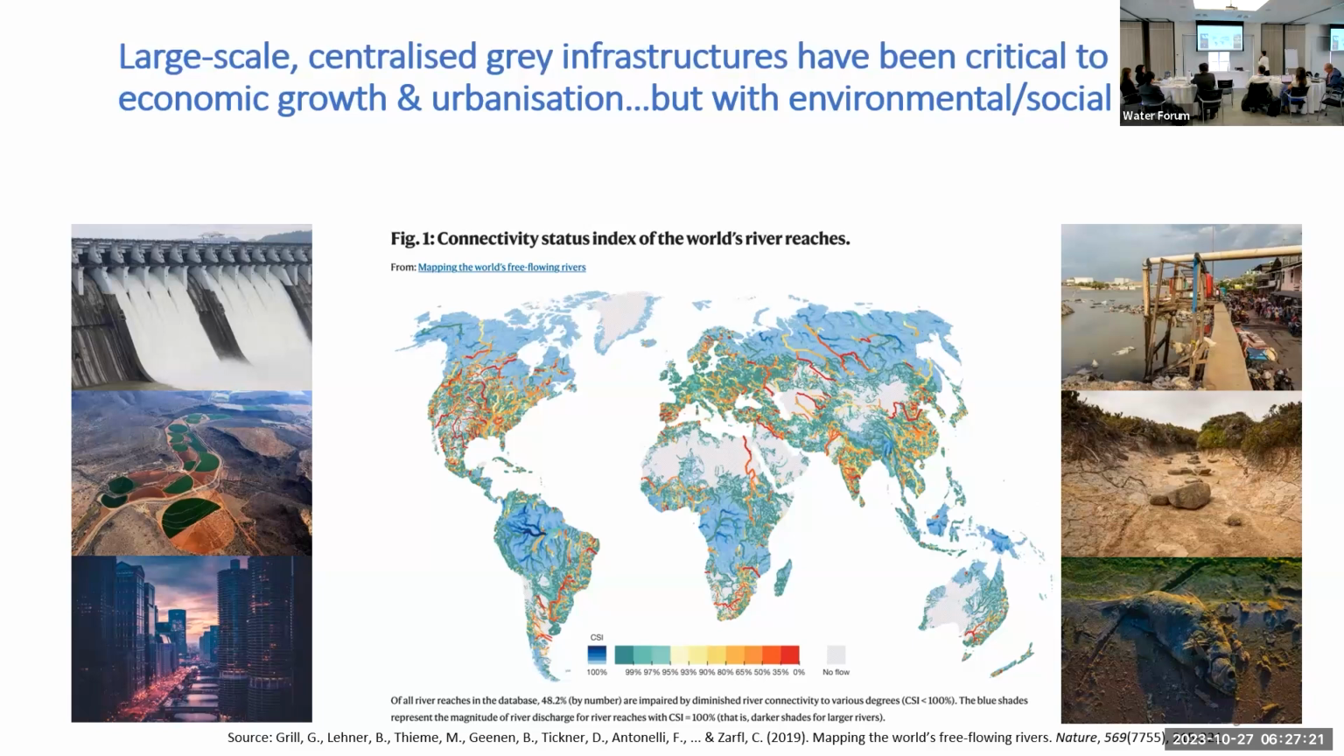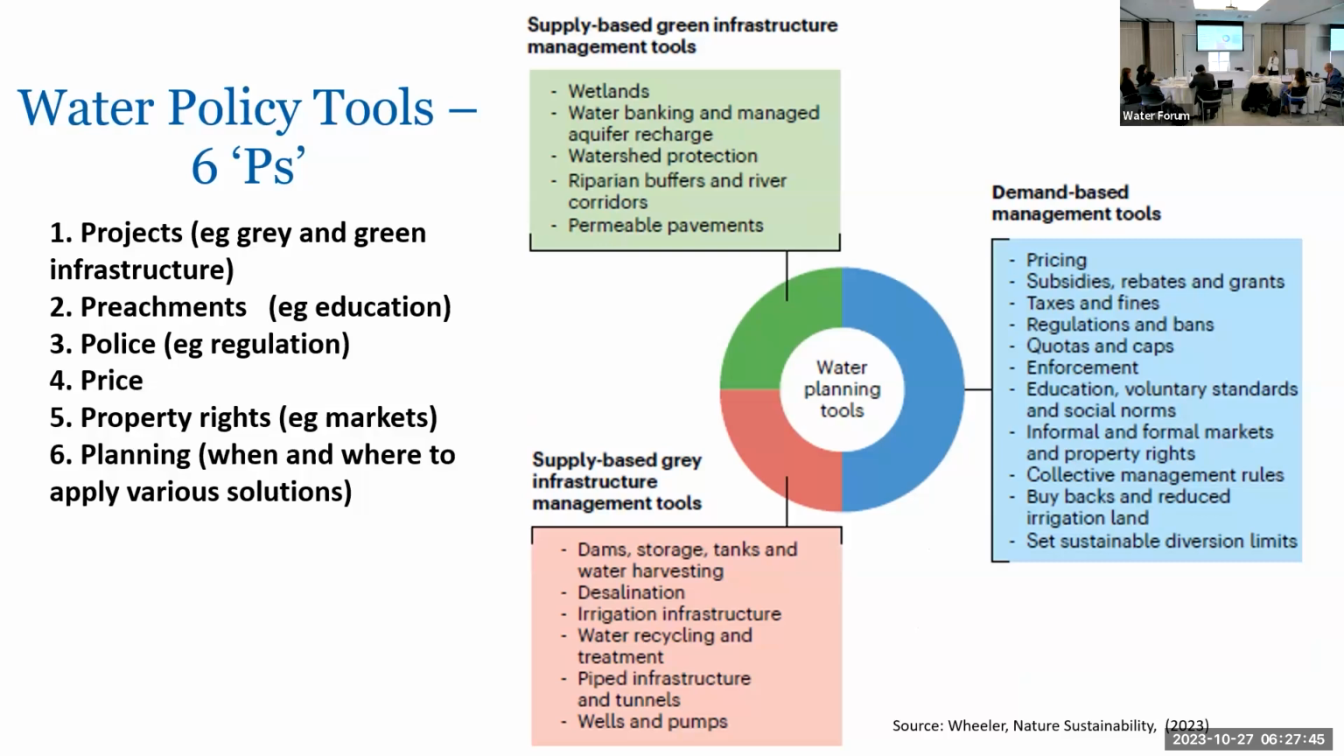In terms of addressing how we deal with water security and water pollution problems, supply side management and large scale centralized grey infrastructure have been critical. But there are also significant social, economic and environmental costs associated with some of this infrastructure. And that's something that we need to take into account.